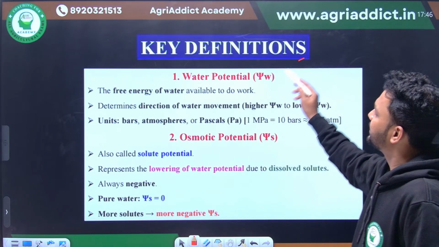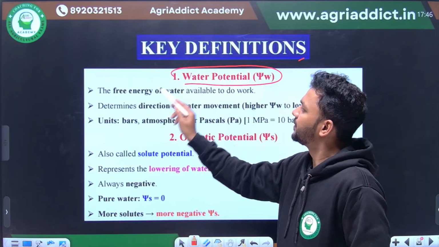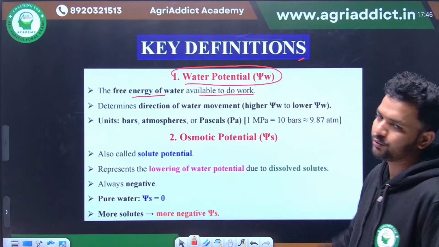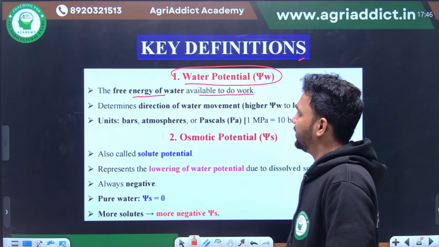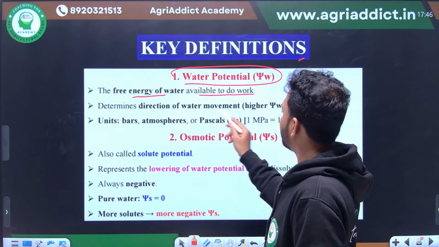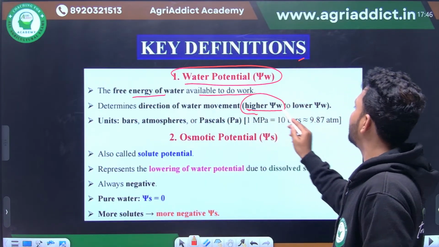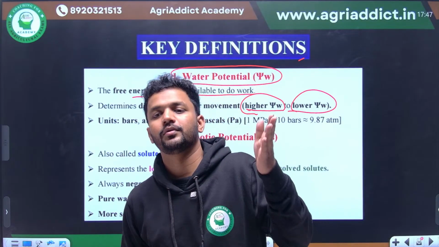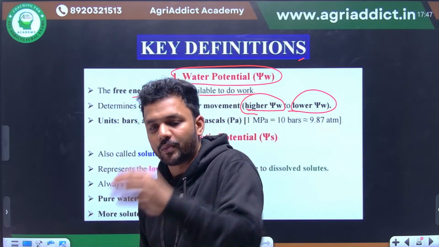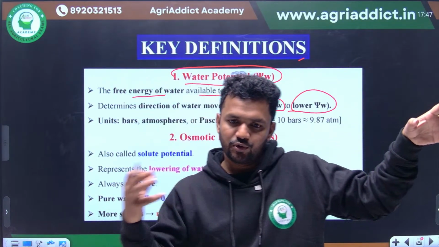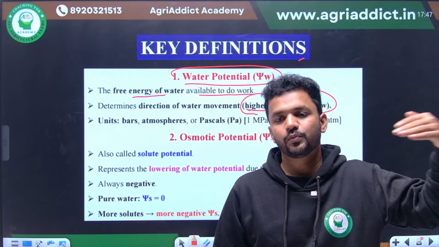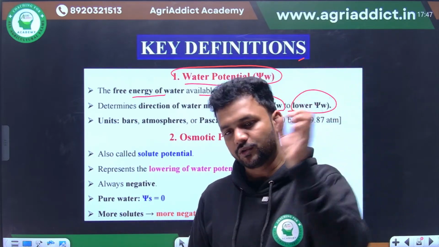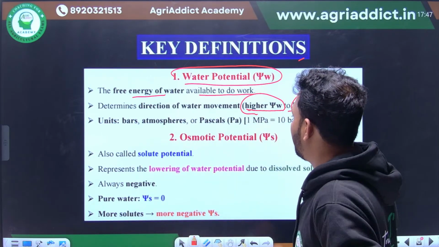So here key definition: water potential, the free energy of water available to do the work, as I said, that determines the direction of water movement. Higher water potential to lower water potential. It is just talking about water, right? So how will water move? From higher water potential to lower water potential. The direction of movement will be like this. Okay, and what is osmotic potential?